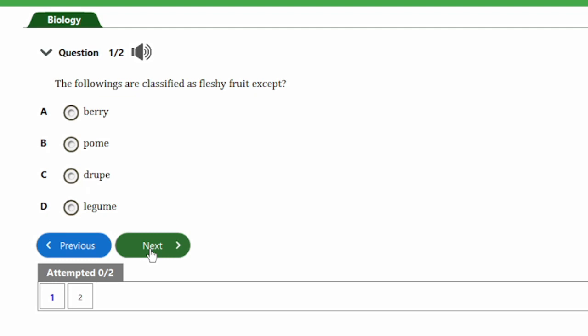So guys, the first question here says, the following are classified as fleshy fruits except A. Berry, B. Pome, C. Drupe, and D. Legume. So guys, the answer to this question is option D, and that's legume. Legume is a type of dry fruit and not a fleshy fruit.